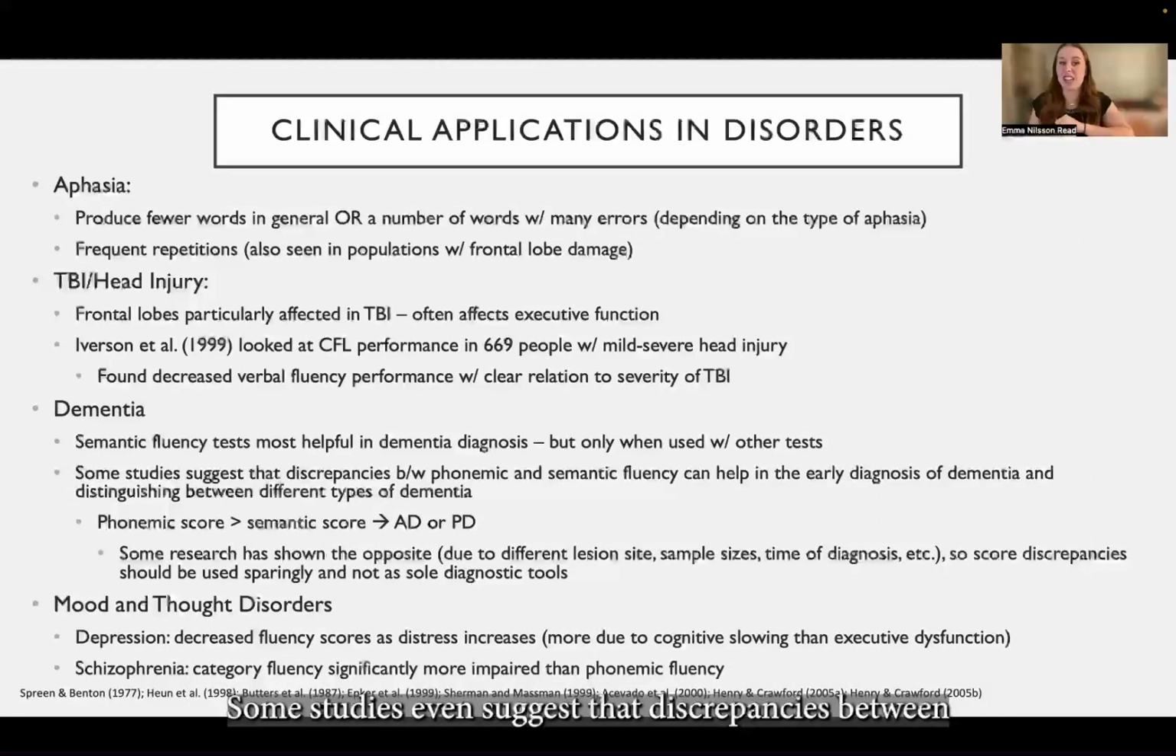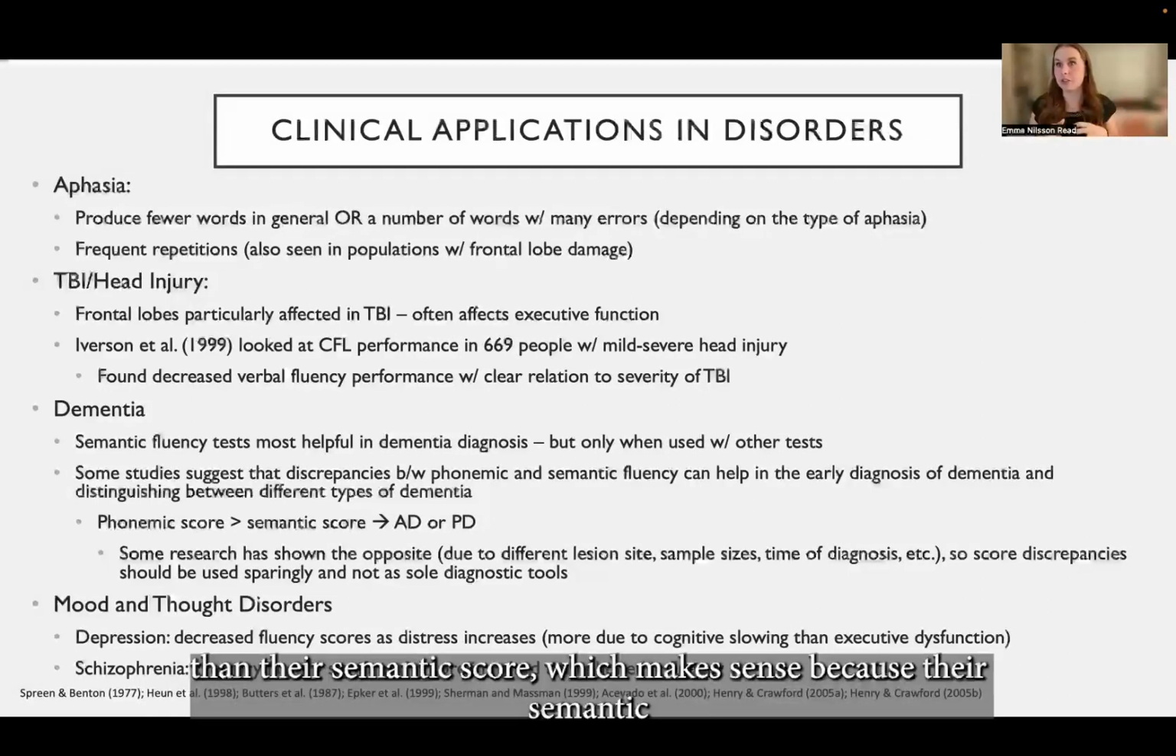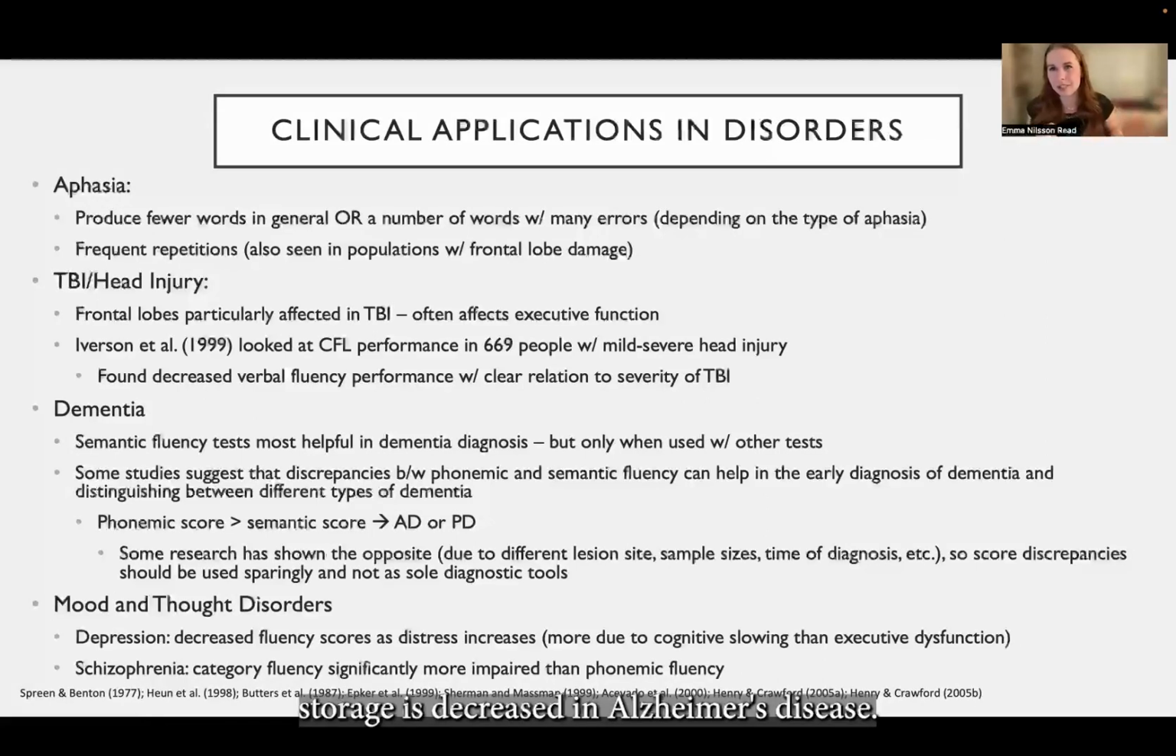Some studies even suggest that discrepancies between phonemic and semantic fluency performance can help you figure out which type of dementia someone has. They've found that generally in people with Alzheimer's disease or Parkinson's disease, their phonemic score will be a lot higher than their semantic score, which makes sense because their semantic storage is decreased in Alzheimer's disease. However, some research has shown the opposite. So score discrepancies really should be used sparingly.